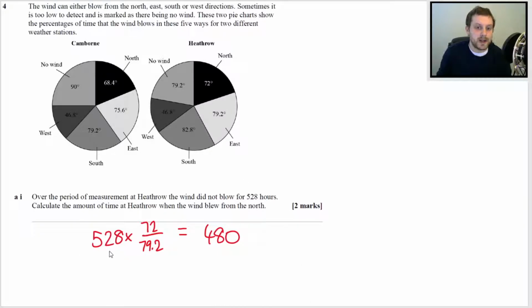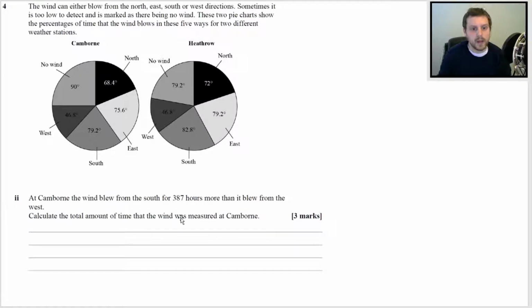So I'll say that again. You can work out what 1 degree is. This is often called the unitary method. So you work out what 1 of the thing is and then multiply back up to get what you want. So 528 is for 79.2 degrees. So you work out what 1 degree is and then you would multiply that by 72. And this is the fast way of just doing that calculation. So you get 480 hours.